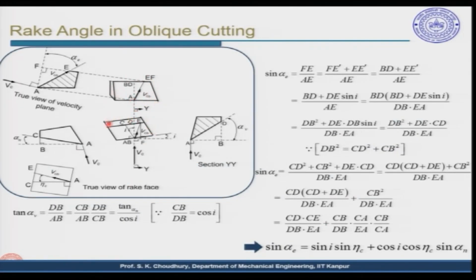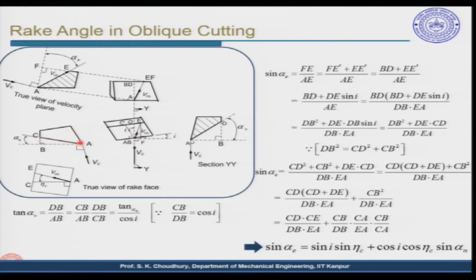here in this plane. Now, this is the cutting edge, and the cutting edge is inclined to the normal to the cutting velocity vector by an angle of I. Here we will take the side view. So, this view will be normal to the cutting edge.